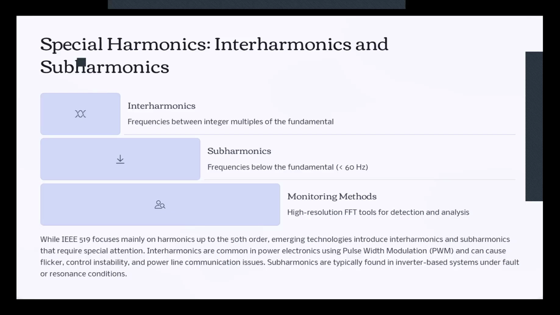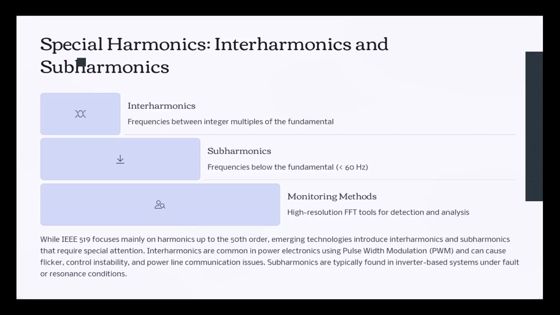Now, interharmonics are normally caused by power electronics that use PWM, pulse width modulation, or variable switching frequencies. They can cause problems like flickering lights, control system instability, and interference with power line communication. Subharmonics, as we said, are the harmonics that are below the fundamental. They normally happen in inverter-based systems during a fault condition or a resonance situation. And they normally lead to unusual oscillation or instability in the power system that is very difficult to detect and mitigate because all our measurements are based on 60 hertz in the system. So subharmonics are harder to detect and mitigate.